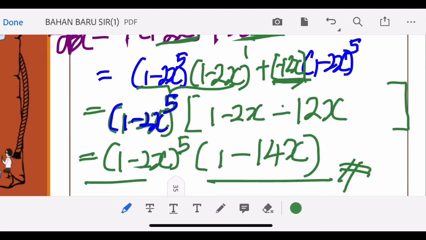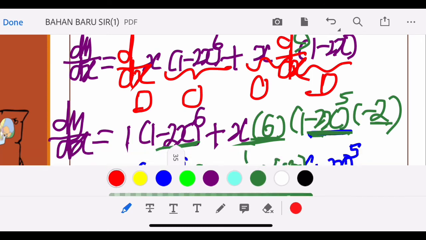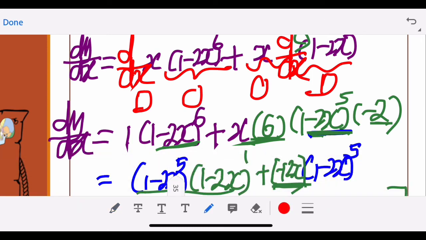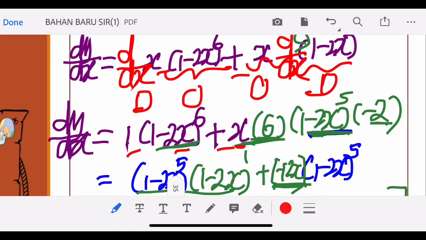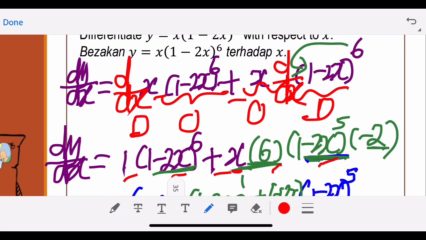Okay, clear? Let's double check. We need to be careful because it involves algebra, which is complicated. So we differentiate x, we get 1. And then this thing we never differentiate, plus there, there. And then the x we never differentiate. Then we differentiate using the chain rule, 6, and then we copy, then power reduced by 1. And most important, we didn't forget about negative 2, right?